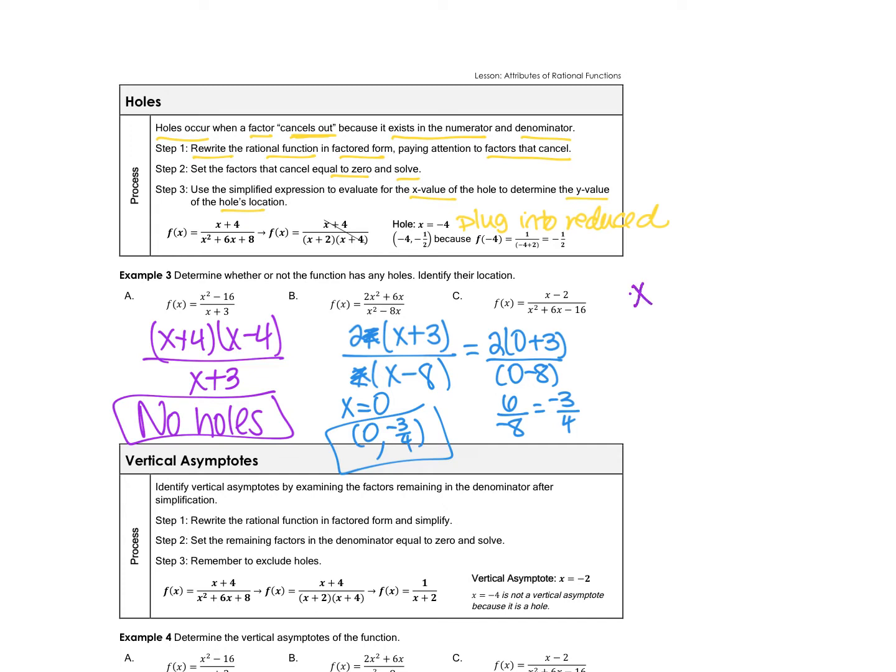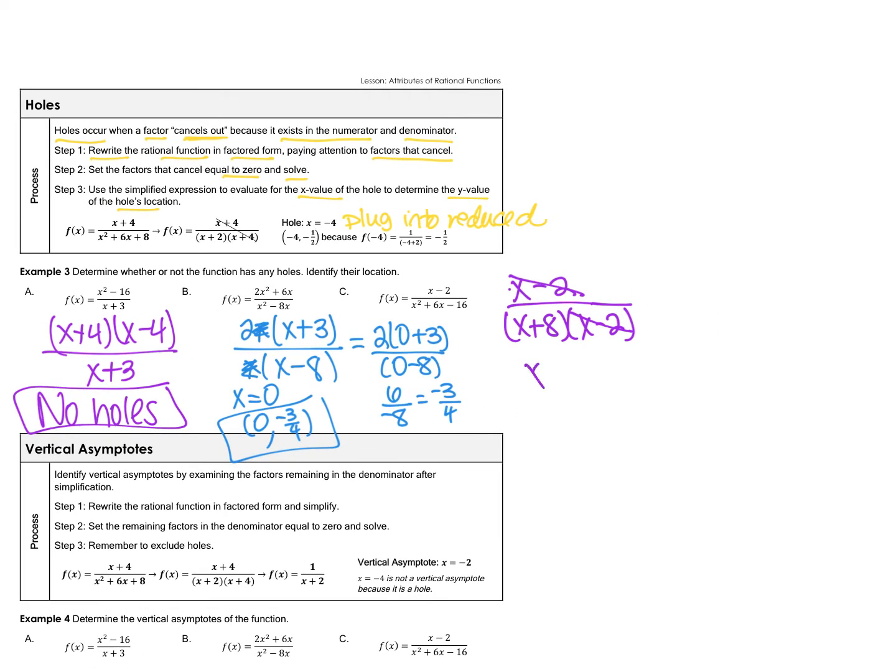So factor. I can't factor the numerator. Denominator, we've already looked at this, a positive 8, negative 2. Notice x minus 2's cancel. So whatever cancels, I set it equal to 0. My x value of the hole would be a 2.